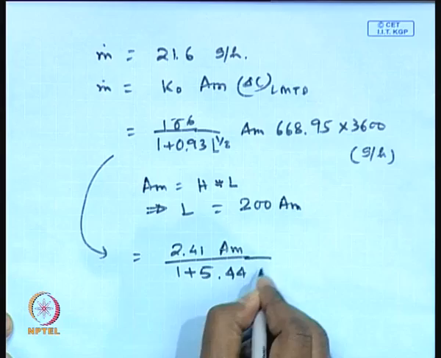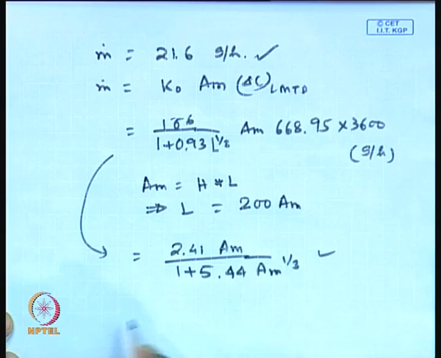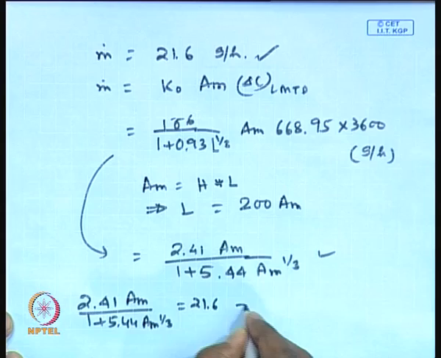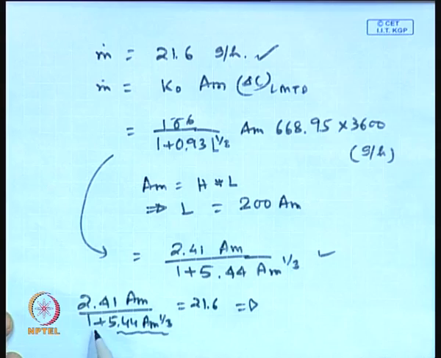Now, we equate this with this. So, it becomes 2.41 A_m divided by 1 plus 5.44 A_m to the power 1 upon 3 is equal to 21.6. From this, basically this quantity will be pretty large. You can neglect 1 with respect to that and you can get a direct solution of A_m. And A_m turns out to be 341 meter square in this particular problem.